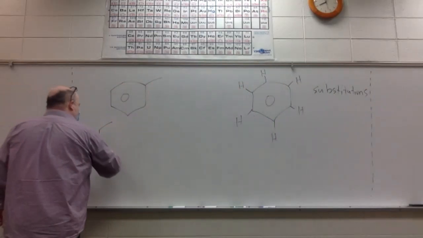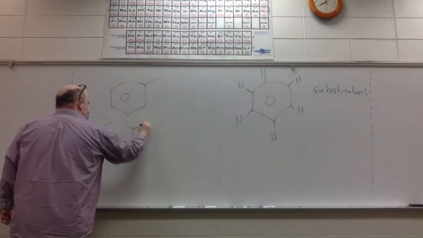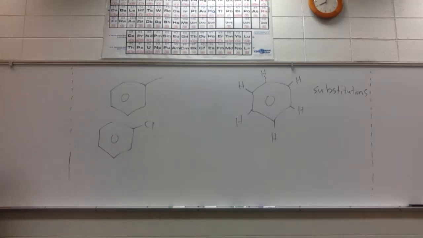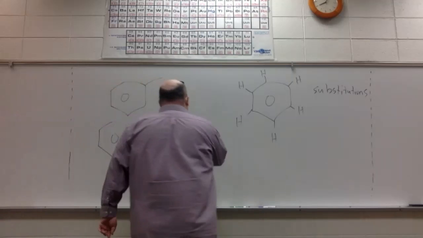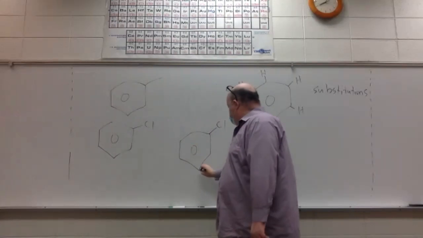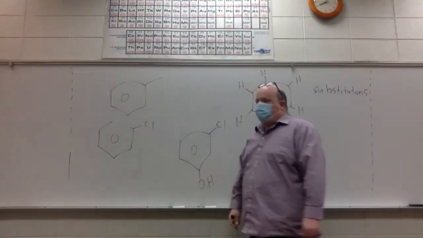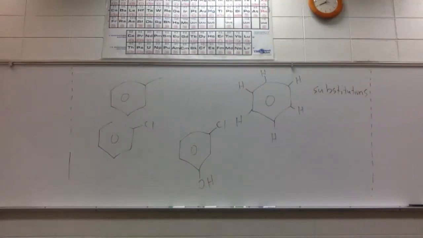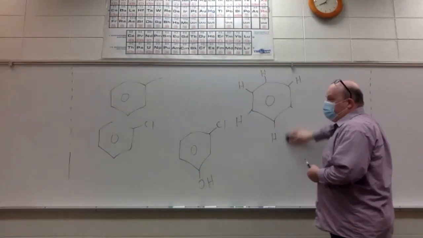You could substitute in a Cl. Sometimes you can substitute more than one of these. Say we did a Cl and an OH, right? So there's a name for this process. It's called electrophilic aromatic substitution. That's going to be the focus of our study next chapter, right? One thing that we want to go ahead and do right now, though, is we want to see how we can name these benzene derivatives. So we're going to do a little nomenclature.